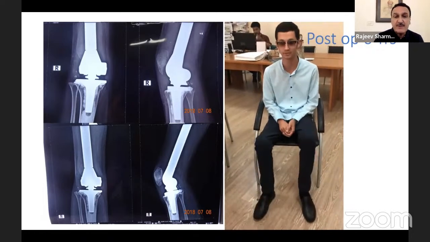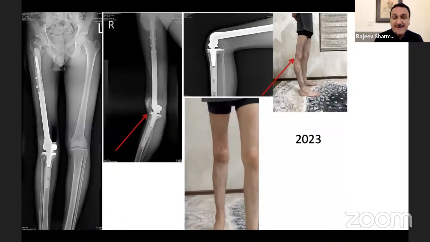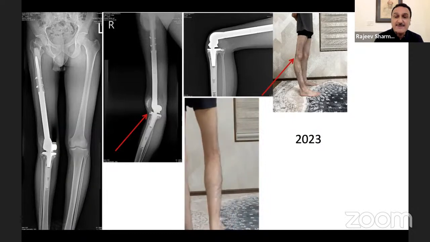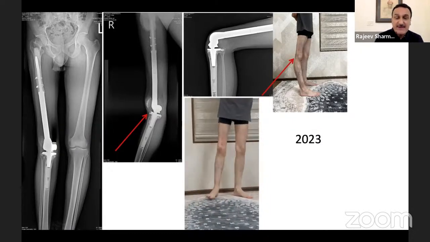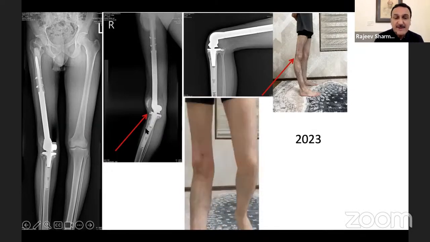And we see this patient at a follow-up in 2023, and if we see carefully, we can see that the locking mechanism is failing in this. And this patient is yet to be operated for this. We have shown here with the arrow that this locking mechanism is giving a problem, and this patient is having the hyperextension. So this patient is still preoperative for his third breakage of the stem.